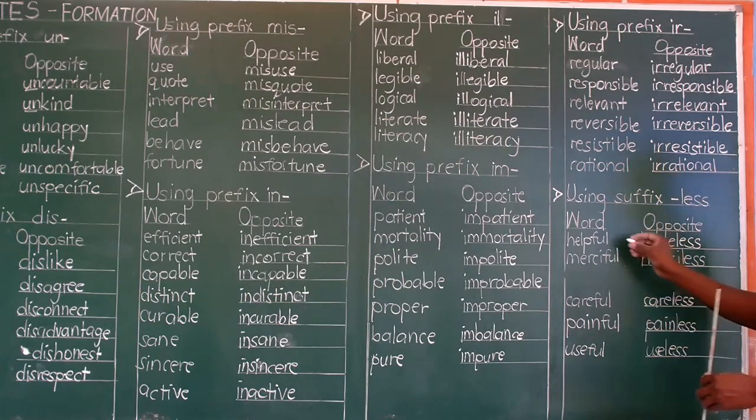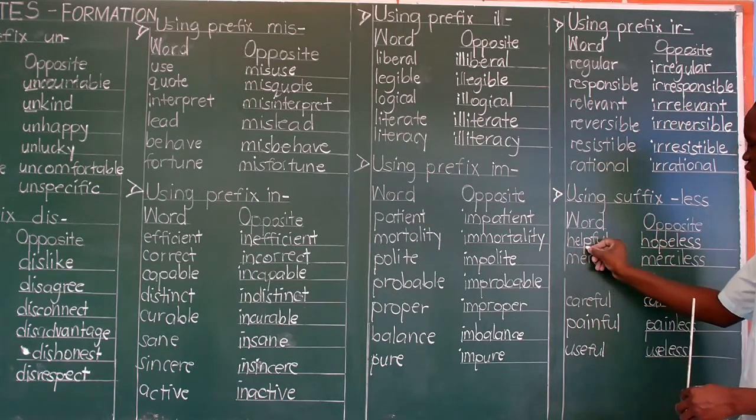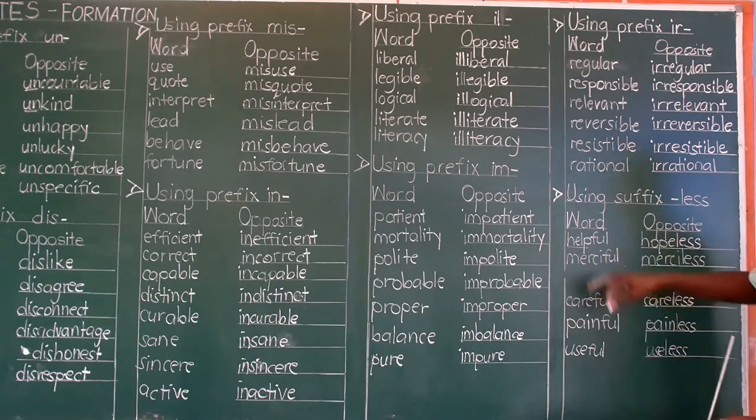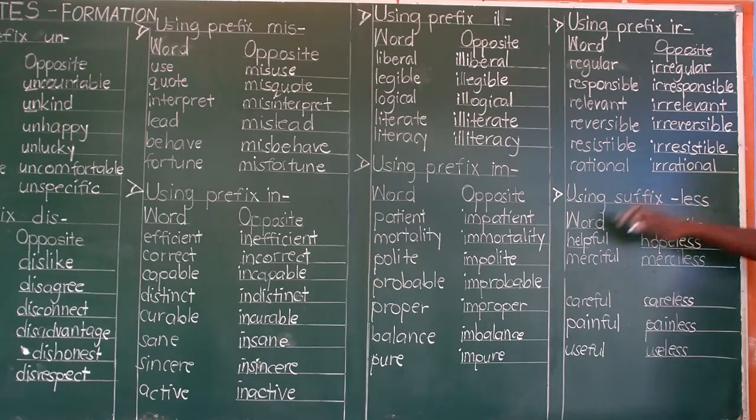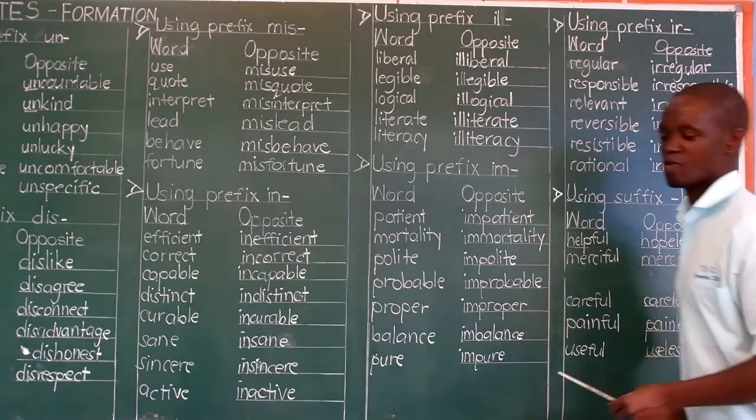Meaning, if this is an adjective, it was formed from a noun using the suffix full. We formed hopeful from the noun hope using the suffix full. Still, we are forming the opposite of this adjective. We formed it using the suffix full, but the opposite is formed using the suffix less. You replace the suffix full with the suffix less to form the opposite.